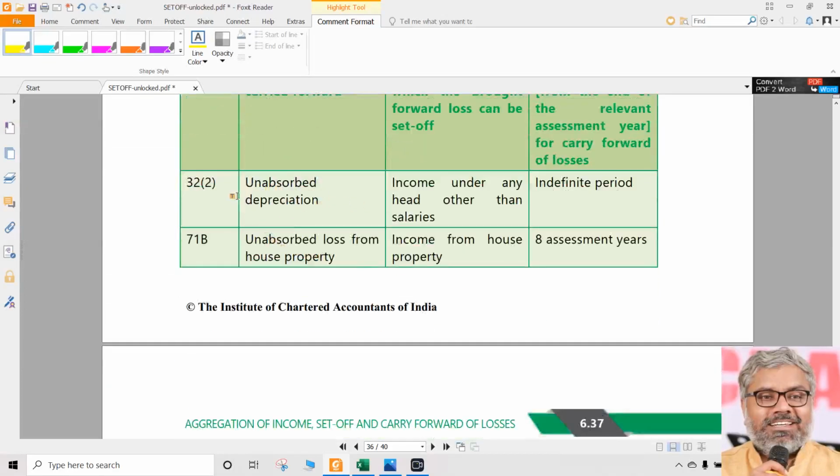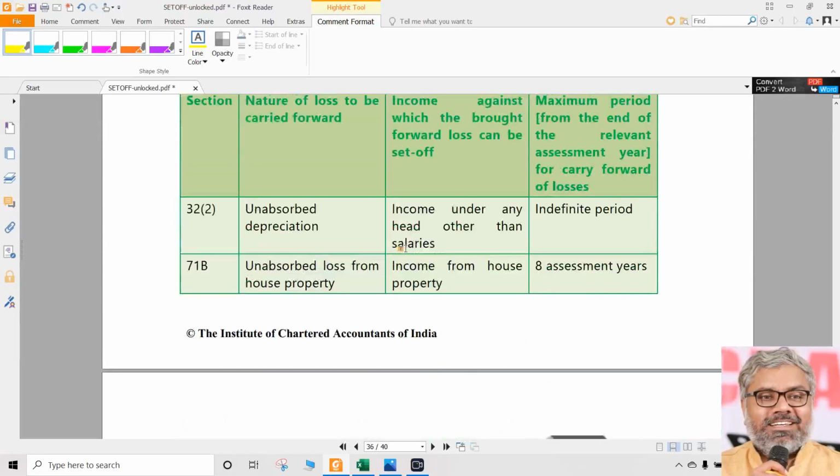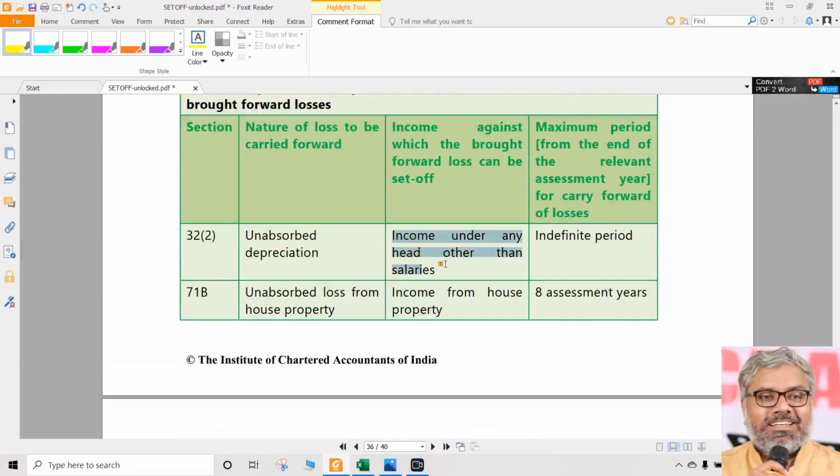Same way, when it comes to carry forward, unabsorbed depreciation is one separate thing that can be carried forward and set off against any other head other than salaries. And how many years can it be carried forward? For an indefinite period. This is an unabsorbed depreciation related provision, not related to this chapter, but this should already be there. So it can be set off against any head of income. That is an exception. Normally PGBP loss can be set off against only PGBP income, but the exception is unabsorbed depreciation, which can be set off against any head of income in future also, except salaries. And no time limit for carry forward.